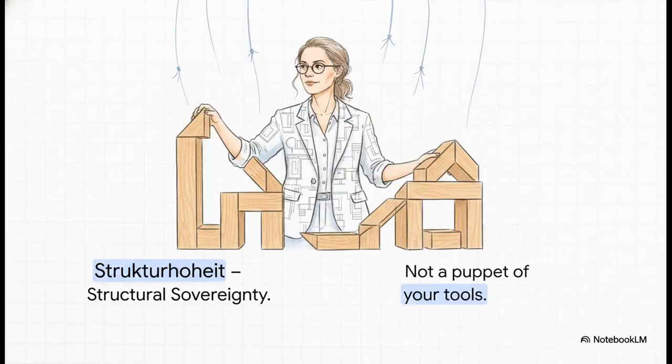But when you combine the two, when you combine participation with architecture, you gain what the Germans have a fantastic word for: Strukturhoheit. It basically means structural sovereignty. This gives you control. It ensures that your organization's logic, your way of working, dictates how the tools get used, and it prevents you from becoming a puppet of your software vendor's business model.